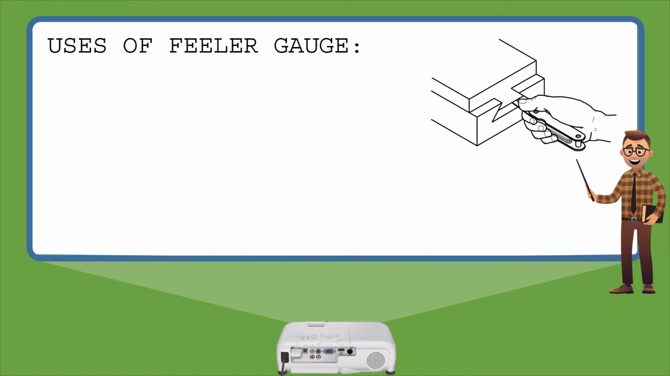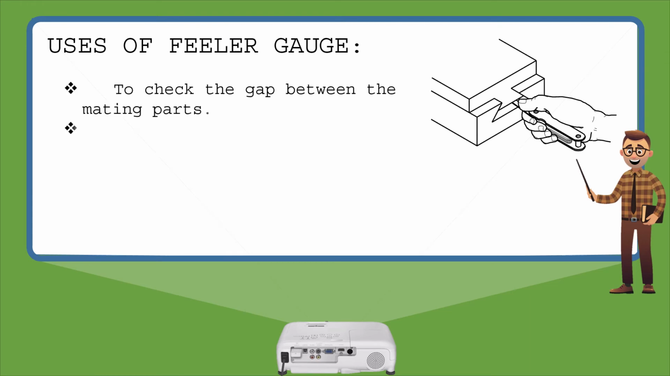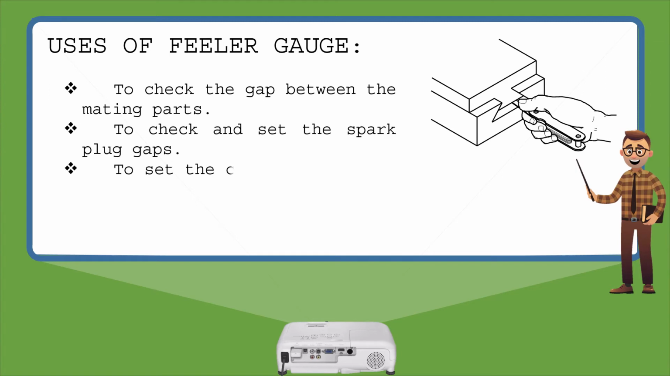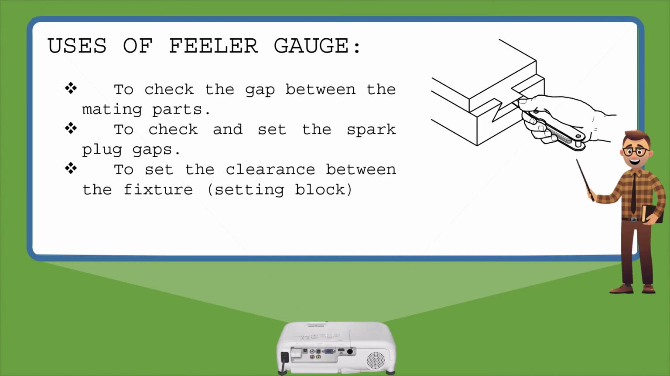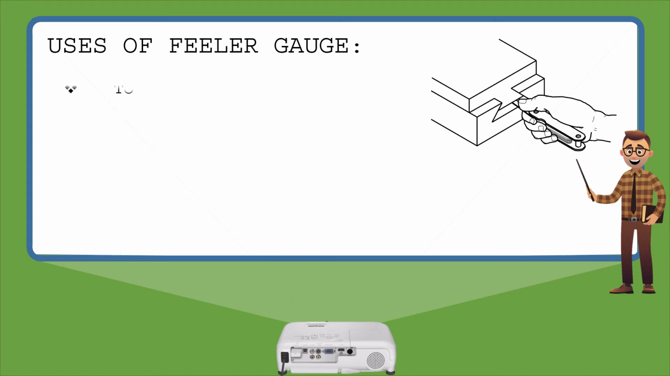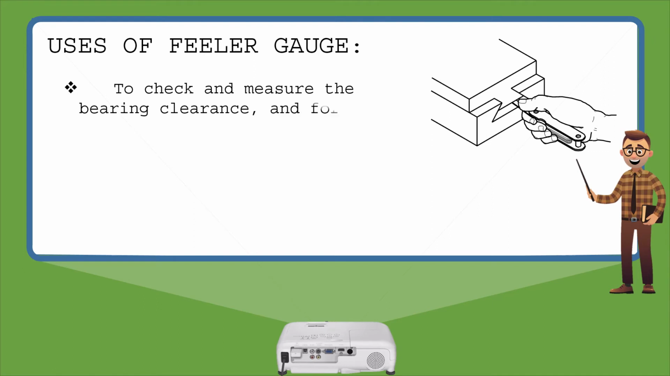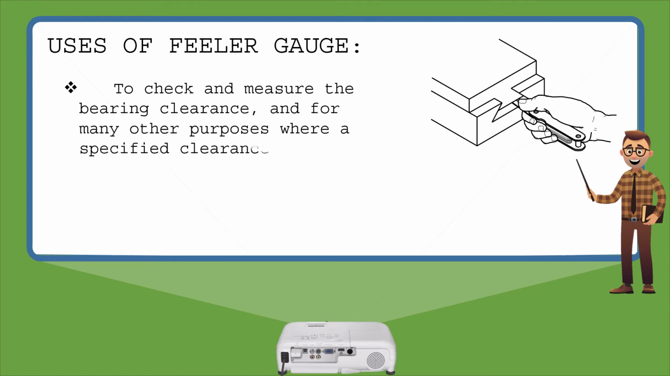Next, see about the uses of feeler gauge. To check the gap between the mating parts. To check and set the spark plug gaps. To set the clearance between the fixture, setting block, and the cutter tool for machining the jobs. To check and measure the bearing clearance and for many other purposes, where a specified clearance must be maintained.